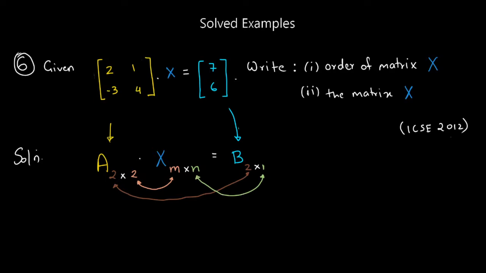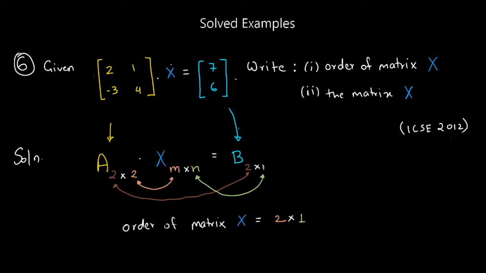So this gives us the idea that the order of matrix X is equal to, as you can see, m should be equal to 2, and n should be equal to 1, so the order of matrix X is 2 by 1, and that's our first answer that we needed to find.